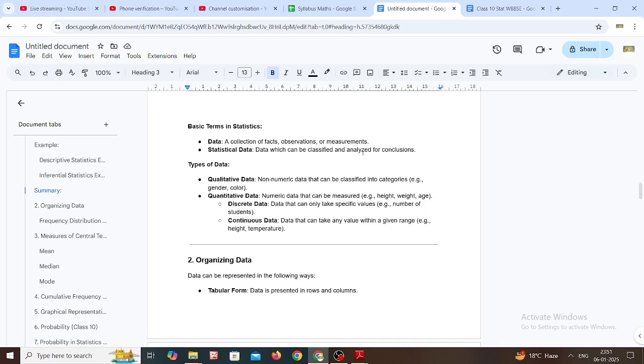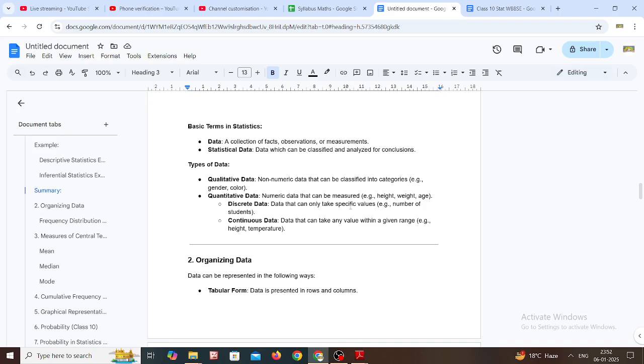Statistical data is thus where we can classify and analyze so as to get conclusions. Types of data: qualitative data and quantitative data, which we have seen in terms of variable. Qualitative would be non-numeric, which we said is a categorical variable, classified into categories, for example gender, color. Quantitative data is numeric data that can be measured, like height, weight, age. In quantitative data, we see 2 types, discrete and continuous.